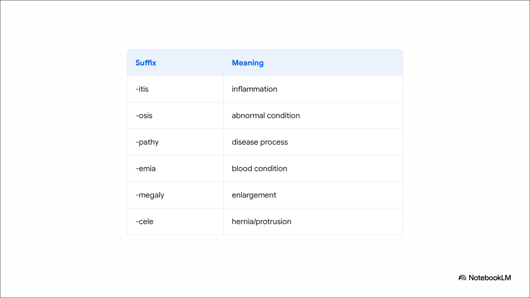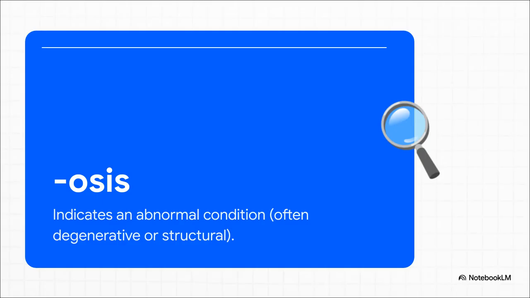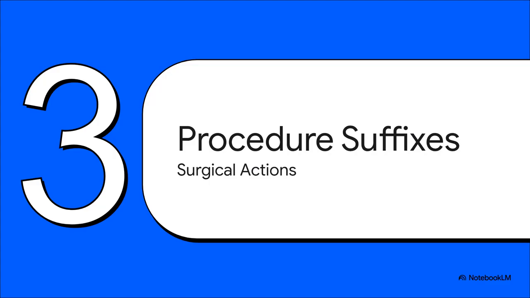No heavy memorization required. Hold on, it is time for a critical CPC confusion alert. A major trap for coders is over-interpreting osis. Please do not mistakenly assume that osis always means there's an active infection. It simply indicates an abnormal condition, which is very often degenerative or structural, like osteoporosis. Mixing this up on the exam will literally lead you to the completely wrong diagnosis chapter, so watch out for that.